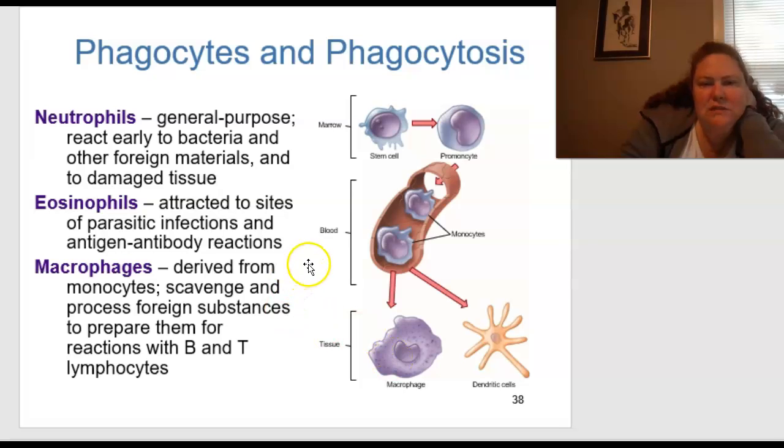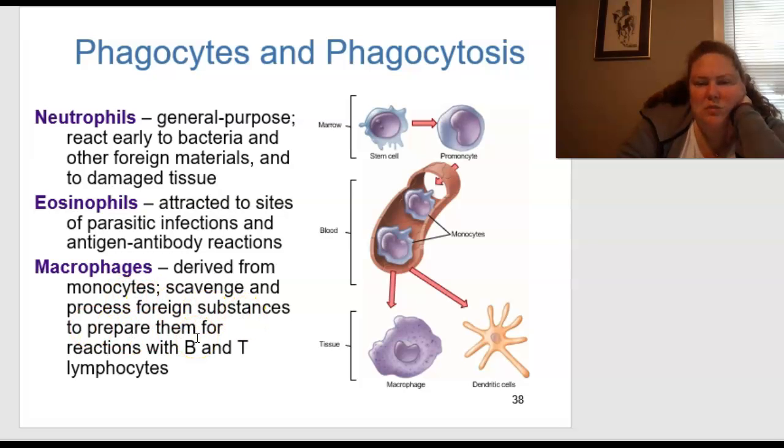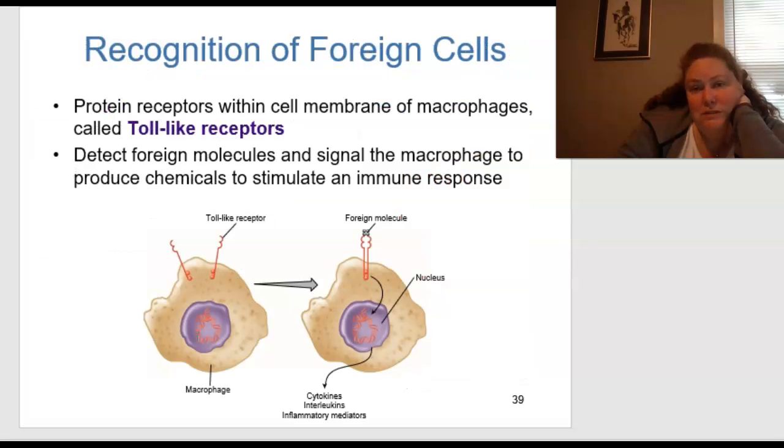And so our neutrophils, these are general purpose. They react early to the bacteria and other foreign materials, and also to the damaged tissue. You have eosinophils, and these are attracted to the sites of parasitic infections as well as antigen-antibody reactions. And then you also have macrophages, and these are derived from monocytes, and they scavenge and process foreign substances to prepare them for reactions with the B and T lymphocytes. Okay, so they're very important.